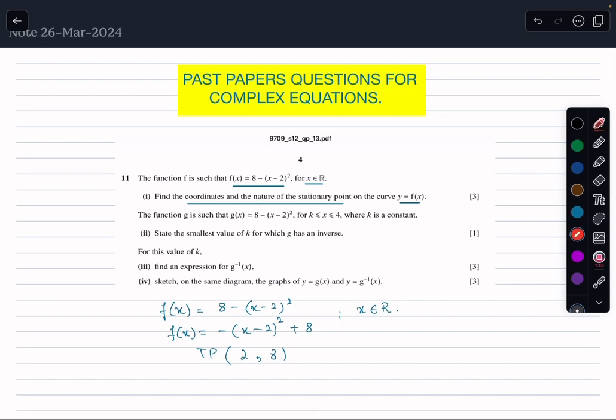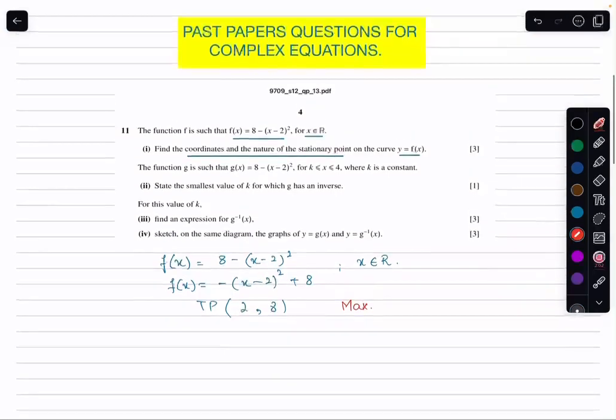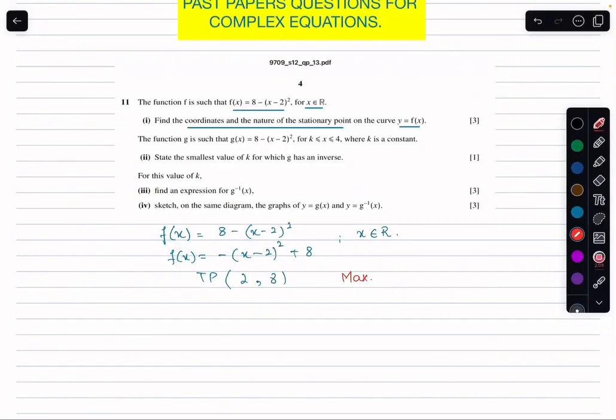With respect to the negative that we have here, we know that the nature has to be a maximum. So the nature is going to be a maximum in this case. We can say that the nature is a maximum, and the coordinates at which the stationary point occurs need to be (2, 8) here. So this is how this equation is going to get formed.